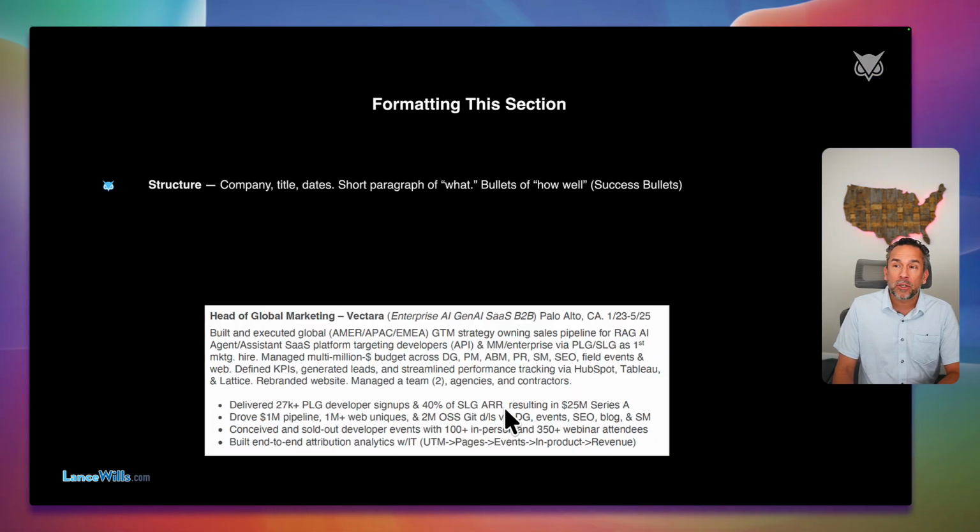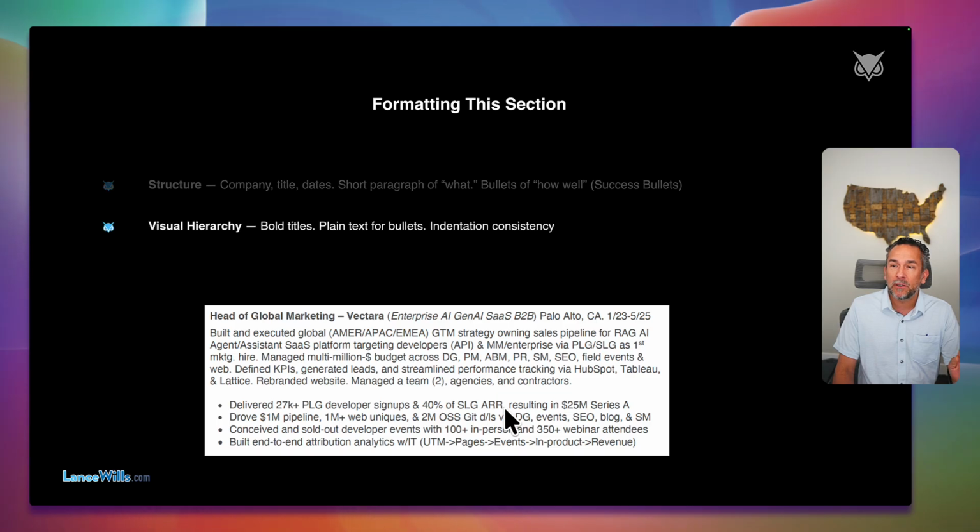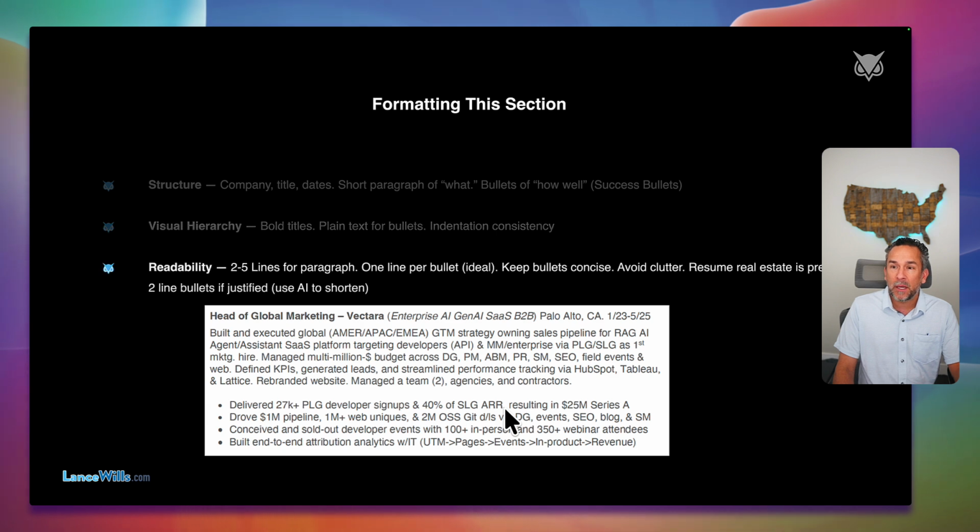Again, structure: company, title, dates, short paragraph of what, bullets of how well, those success bullets. Again, very, very clear and easy. Visual hierarchy: bold titles, plain text for bullets, indentation, consistency. As we showed before, very easy to scan the resume and see each role and all of the sections very, very quickly. 2 to 5 lines per paragraph, 1 line per bullet is ideal.